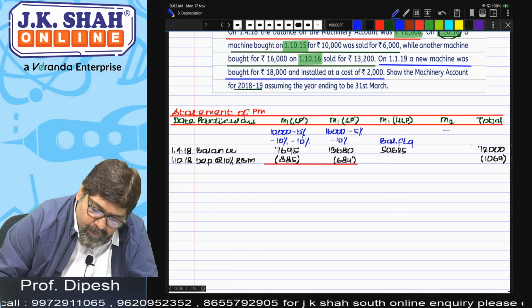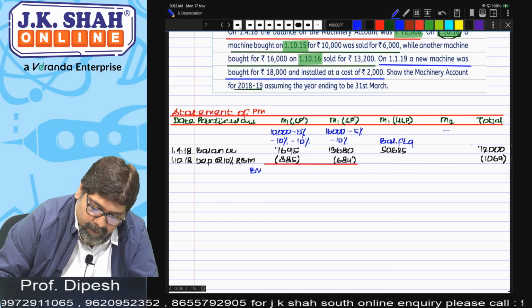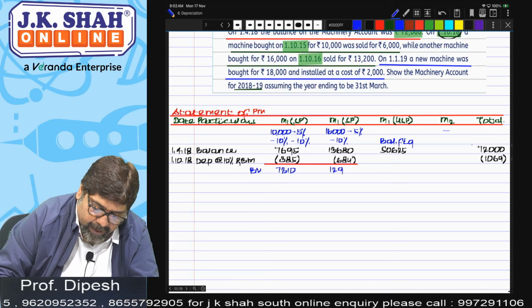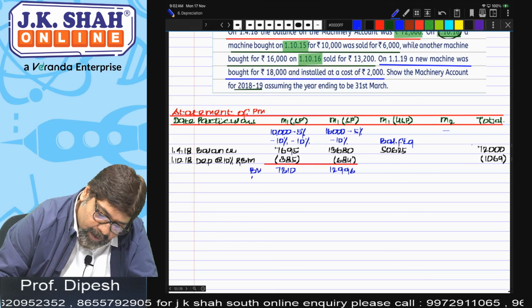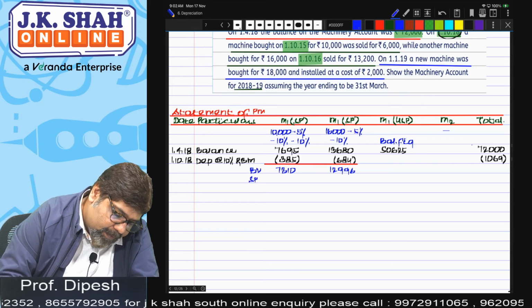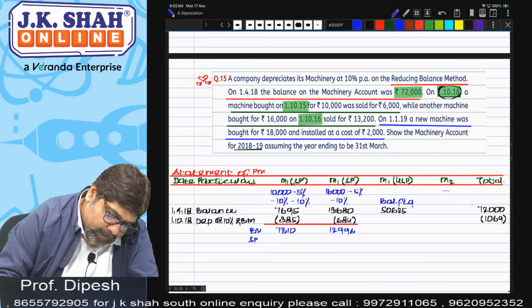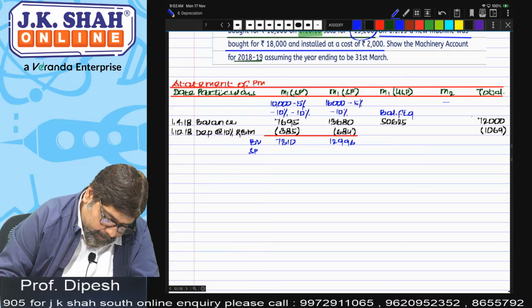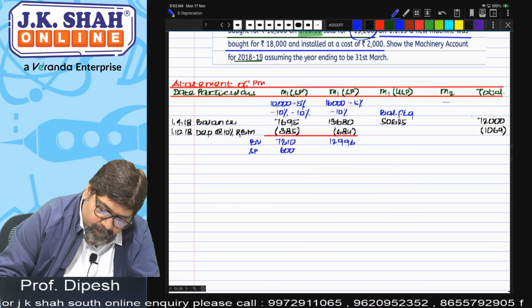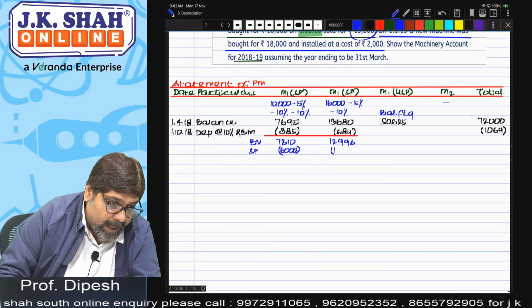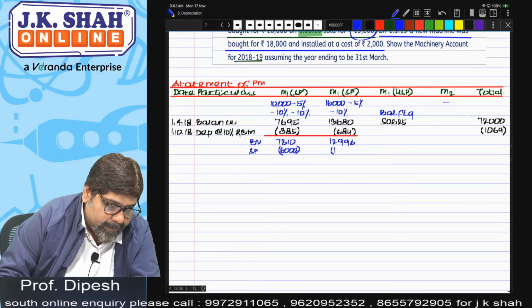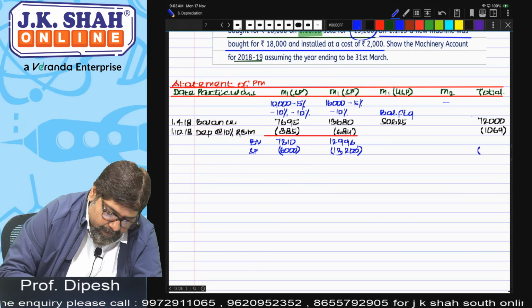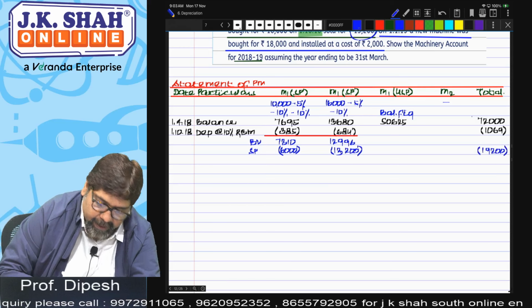Now chartered, we got the book value: 7310, 12,996. Selling price. First one is sold for 6,000 and second one is sold for 13,200. That means it will become 19,200. Correct.